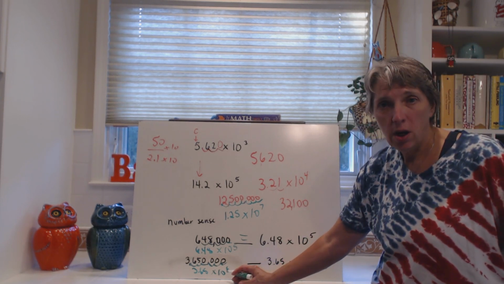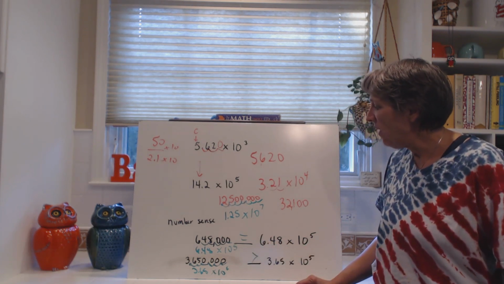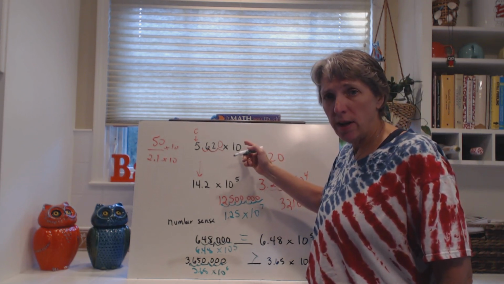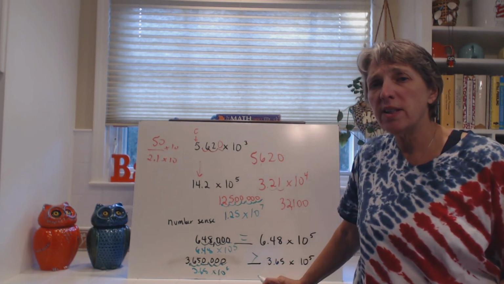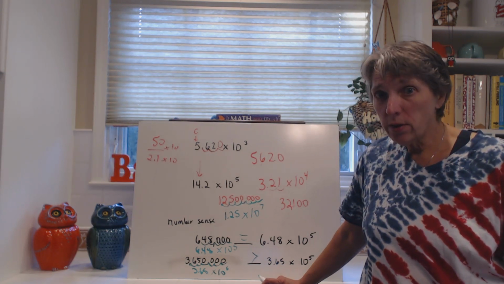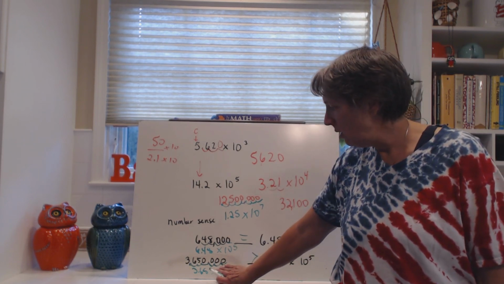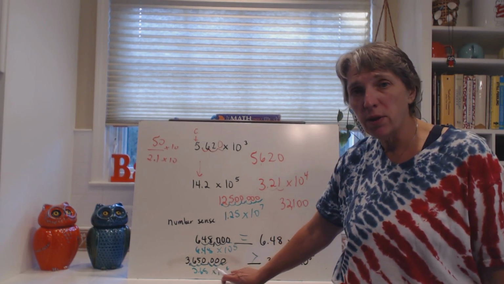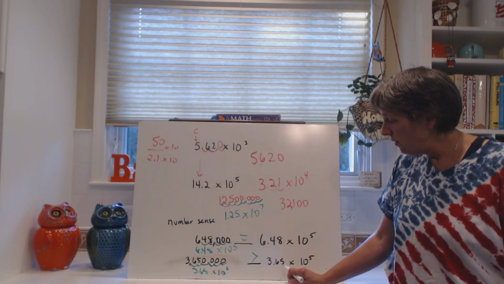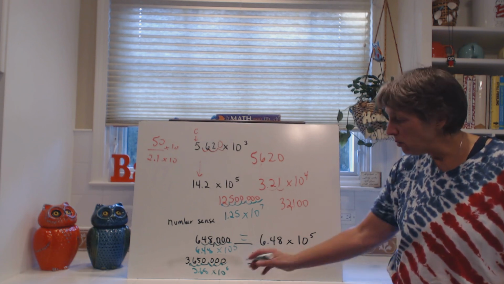This one's bigger. It's to the 6th power. This one's to the 5th power. If 10 to the 3rd is 1,000, 10 to the 4th would be 10,000. 10 to the 5th would be 100,000. And 10 to the 6th would be 1,000,000. So this would be 3,650,000 and this one would be 365,000. See that? So this one's bigger.